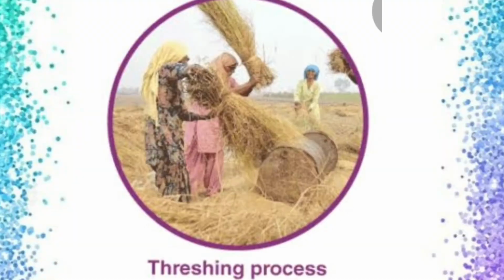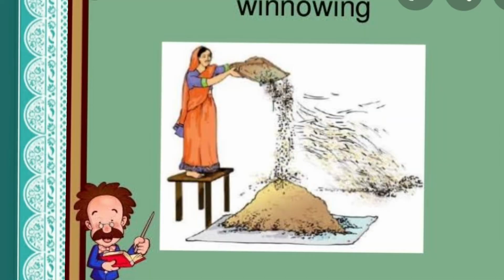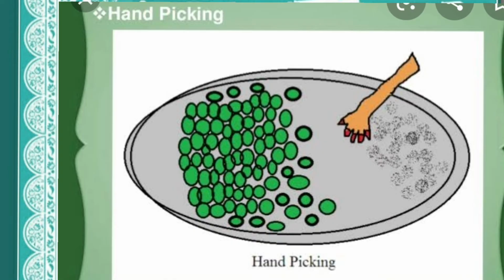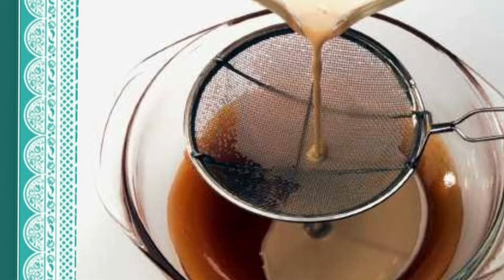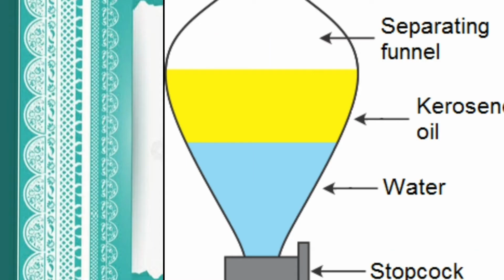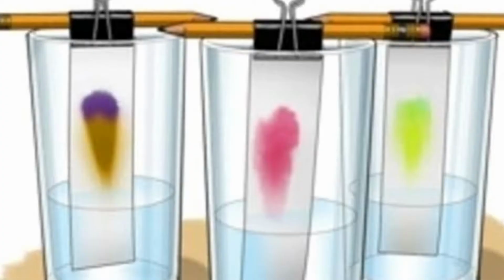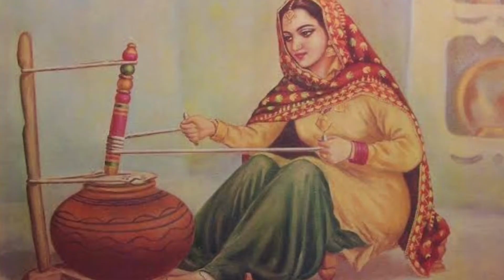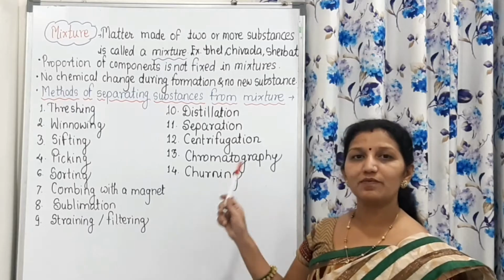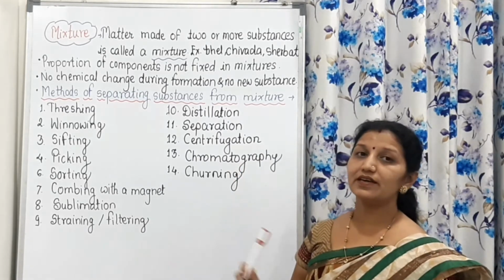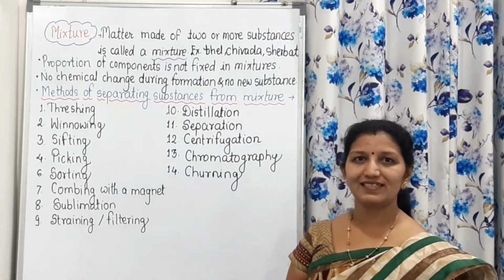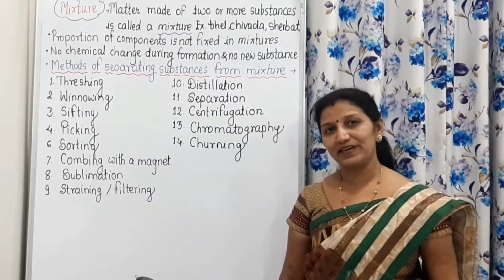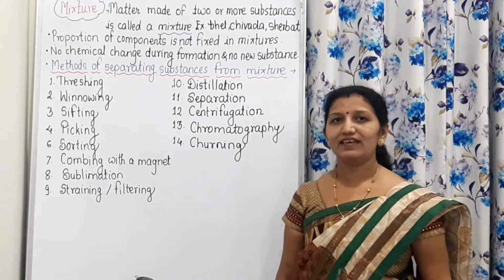For that, methods of separating substances are used, and there are a few methods mentioned here. For example, threshing, winnowing, sifting, picking, sorting, combing with a magnet, then sublimation, straining, distillation, separation, centrifugation, chromatography and churning. These are used for separating substances from mixtures. So we will study the methods of separating substances one by one.